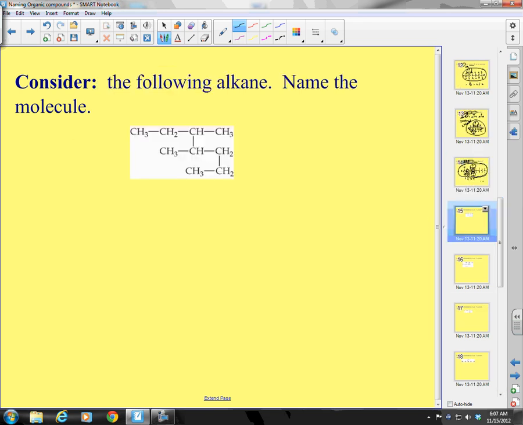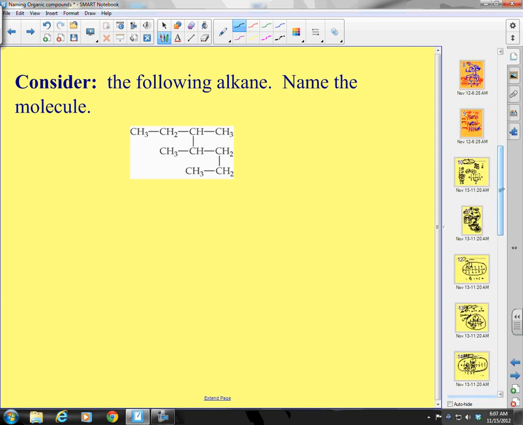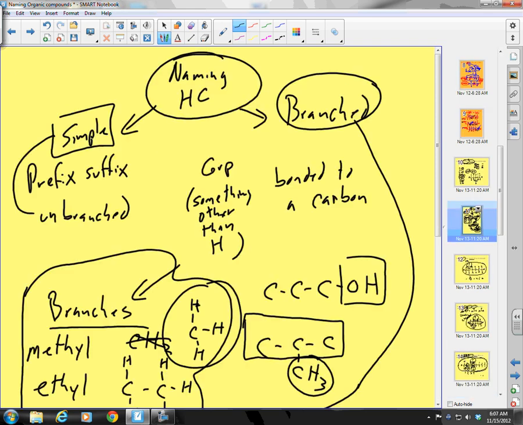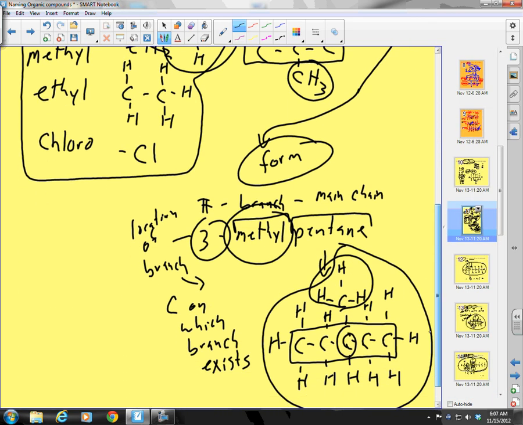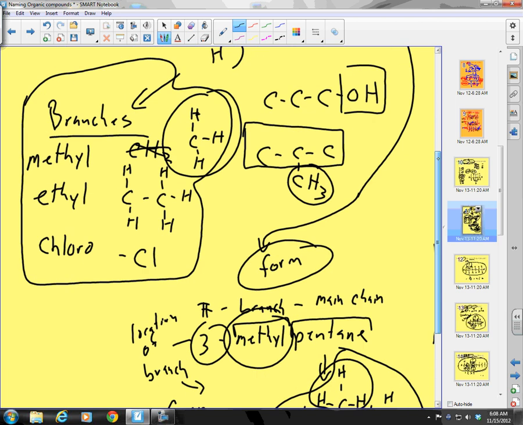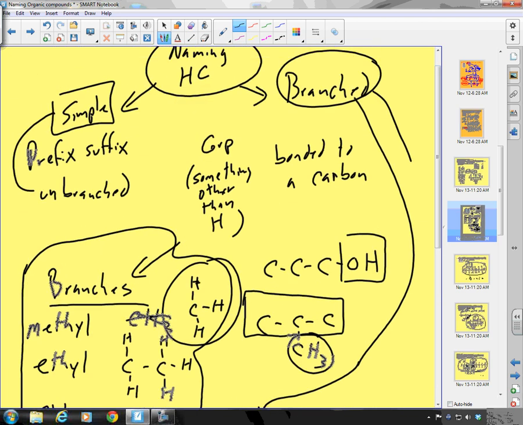Now, let's start naming some of these. It's easier to draw them than name them. So let's go back and let's take some notes on how do you go about naming. How do you name these branched hydrocarbons? Let's go with a different color. Blue. I'm going to come from this side.